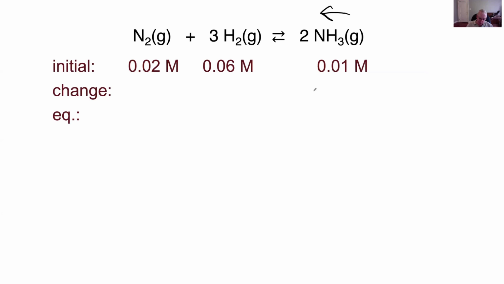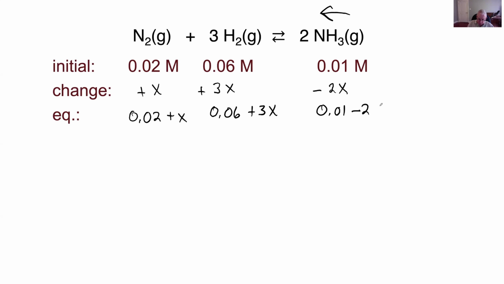All right, that means the minus is going on this side now, and the pluses are going over here. I use the stoichiometric coefficients as the coefficients on my x's, and that gives me 0.02 plus x, 0.06 plus 3x, and 0.01 minus 2x. All right. This is the part where my problem said I was going to set up an equation to solve for the concentrations, and now we can begin to see why.